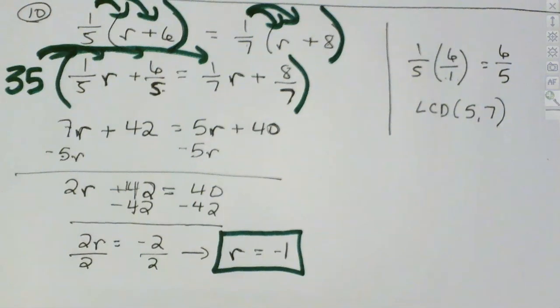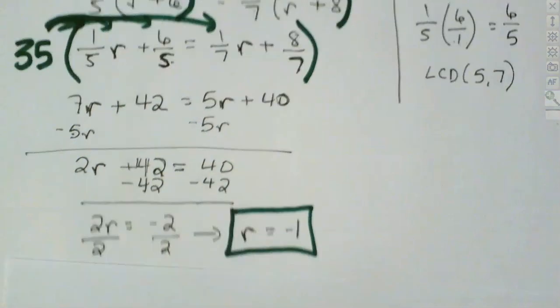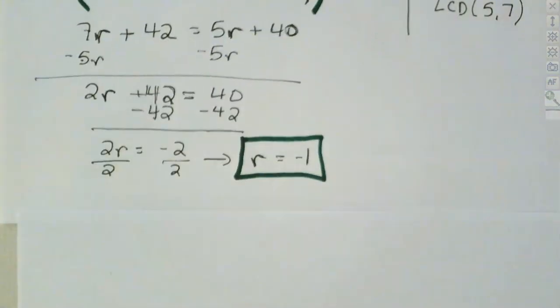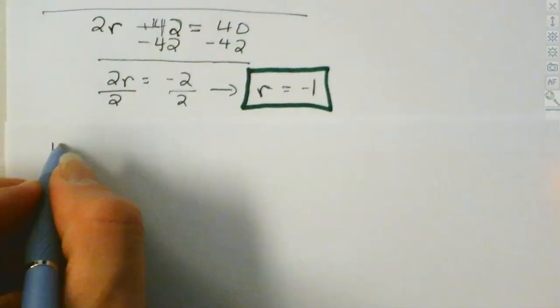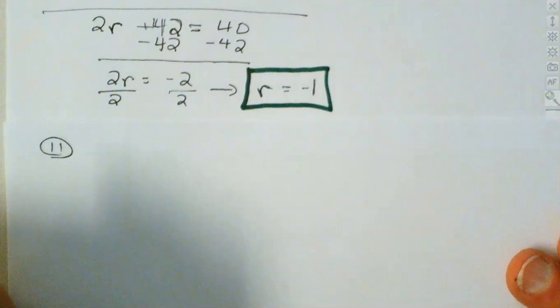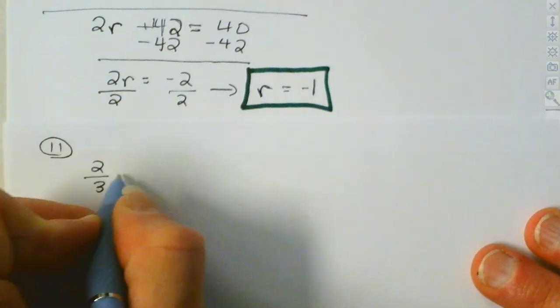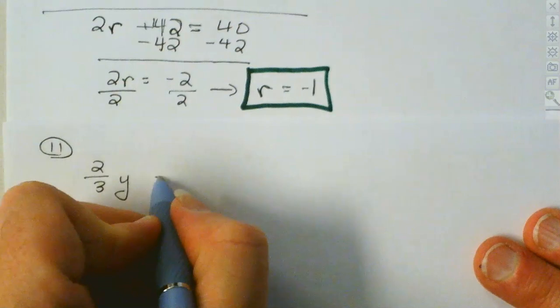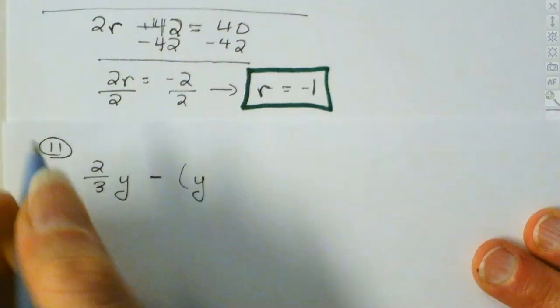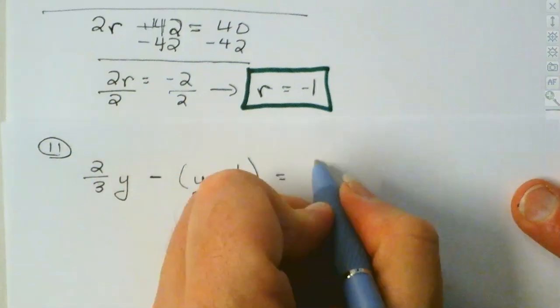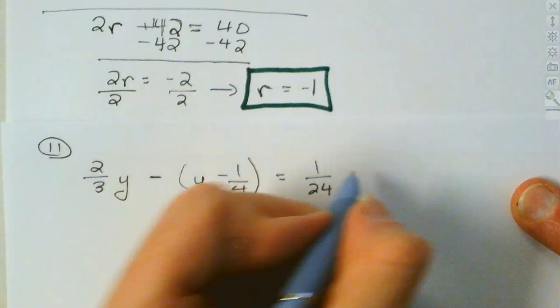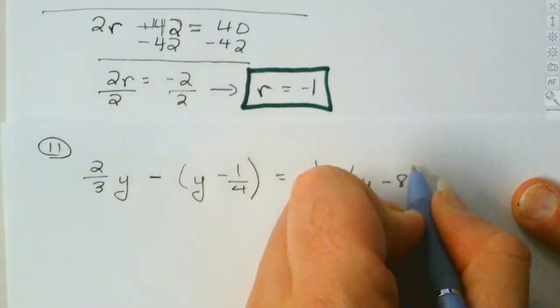Question 11. Fractions again. So these aren't going to cancel, just like 10. 11 is very similar. We've got 2/3 y minus, parentheses, y minus 1/4, equals 1 over 24 times y minus 8.